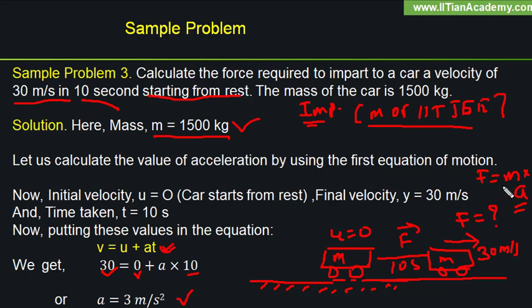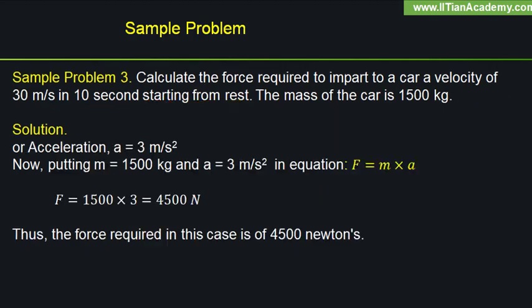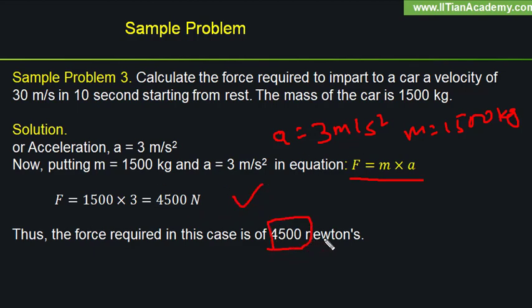Now you know the mass, you know the acceleration. So is it easy to calculate the force? How much is the acceleration? 3 meter per second square. How much was the mass? 1500 kg. So guys, now I think you can very easily calculate the force. Apply the mass and acceleration. So force is 4500 newtons.